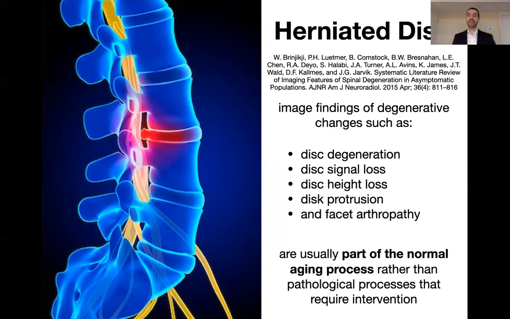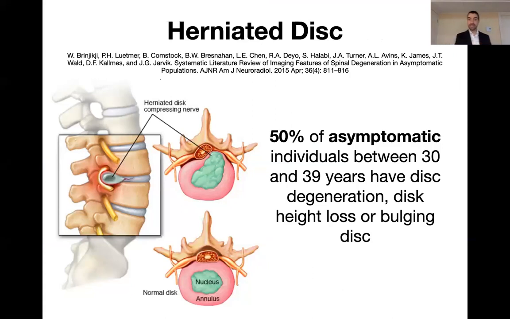Image findings of degenerative changes, such as disc degeneration, disc signal loss, disc height loss, disc protrusion, and facet arthropathy are usually part of the normal aging process rather than a pathological process that requires intervention. So that's normal. Probably a lot of you who don't have any symptom probably have herniated discs. In the same study, 50% of the asymptomatic individuals between 30 and 39 years have some degeneration, disc height loss or bulging disc. So it's normal.